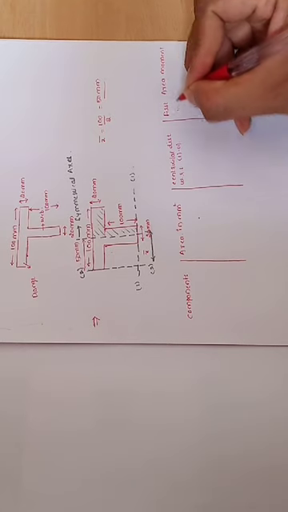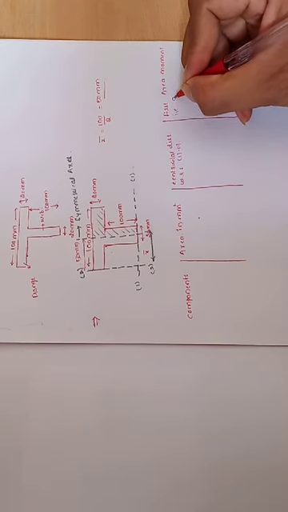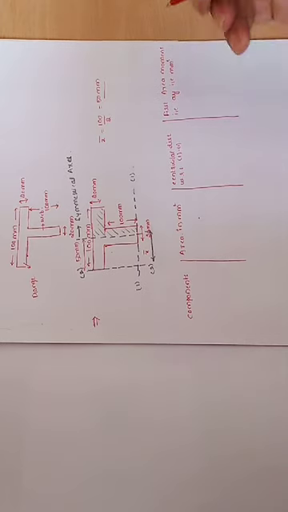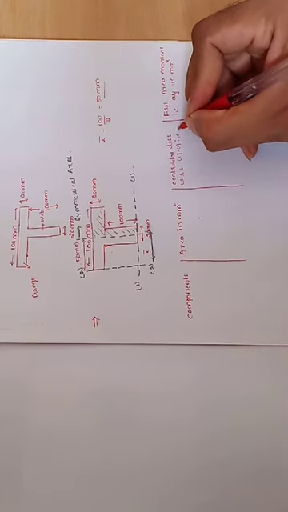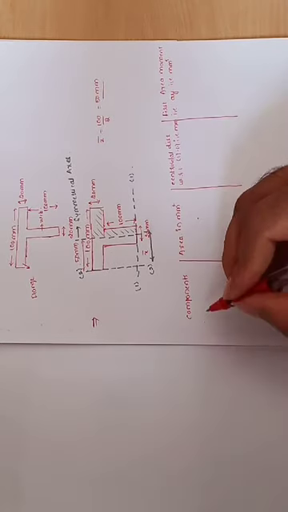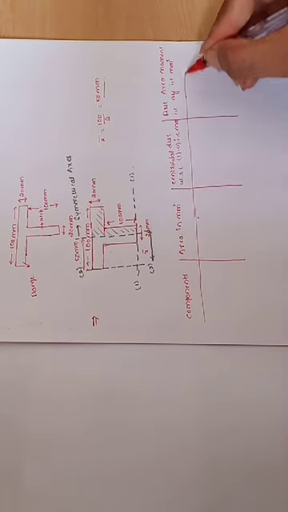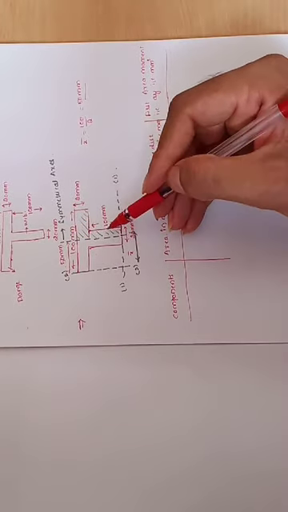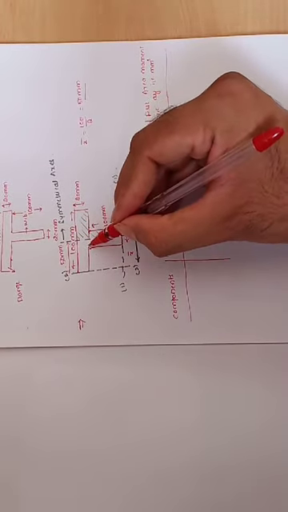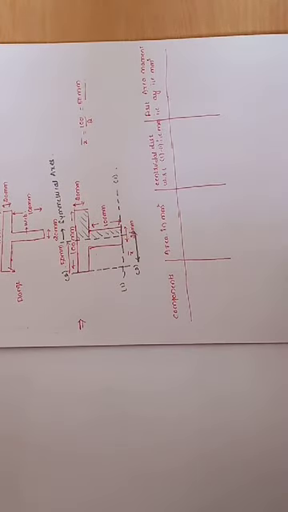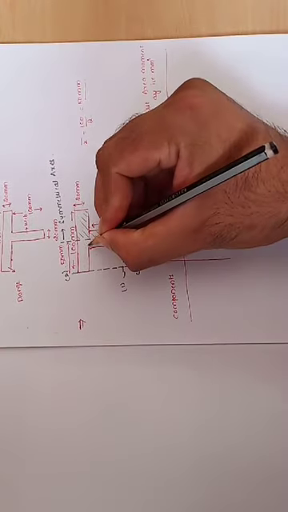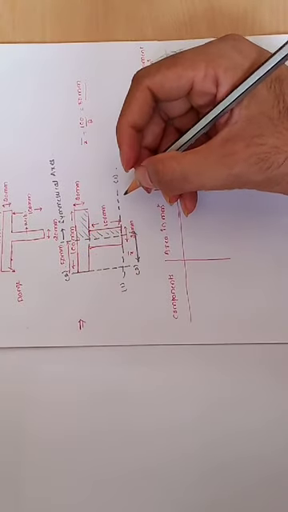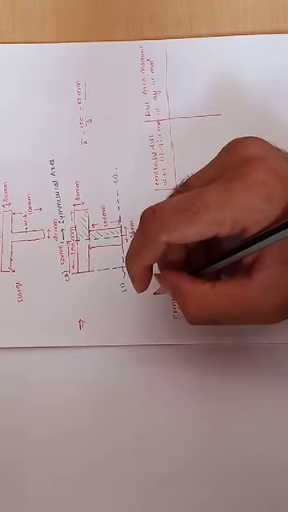So that will be A into Y, that is in millimeter cube. So that is the CG in terms of millimeter. So here, if you look at this T section, I can divide this T section into two equal parts, because I know the CG of the rectangle or the square.